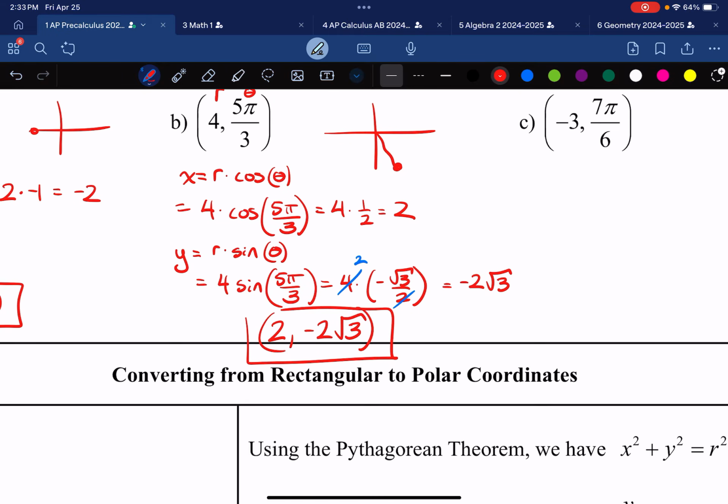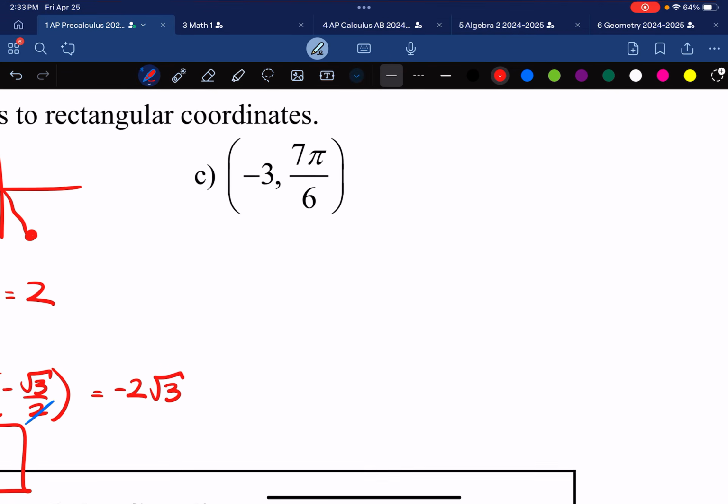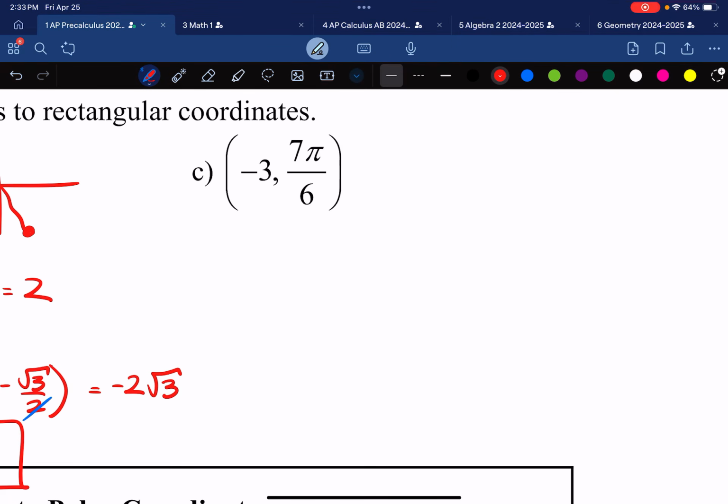And I should be checking my work. Looks like I got it. And then let's try another one. C. So again, use the formula. So I can say x here is equal to r times cosine of theta. Therefore, x is going to be equal to negative 3 times cosine of 7 pi over 6.